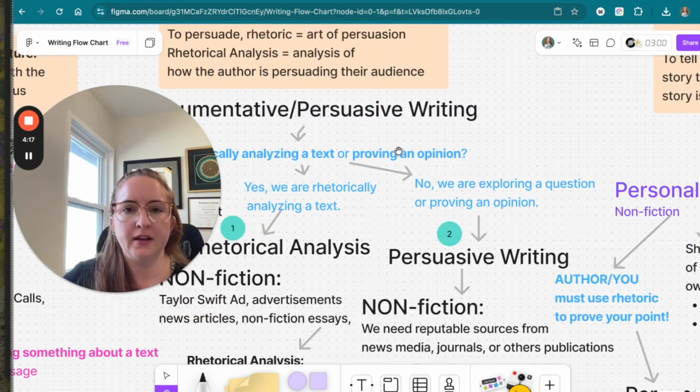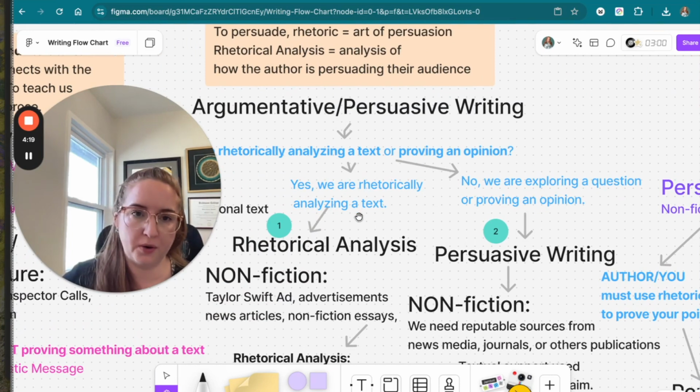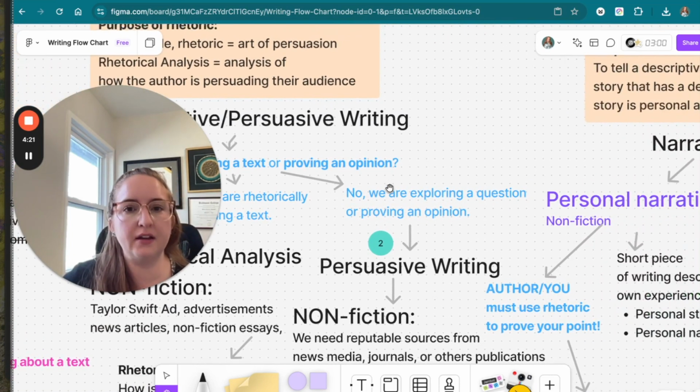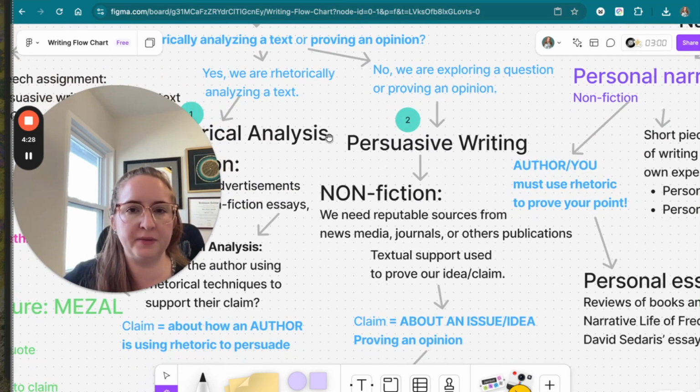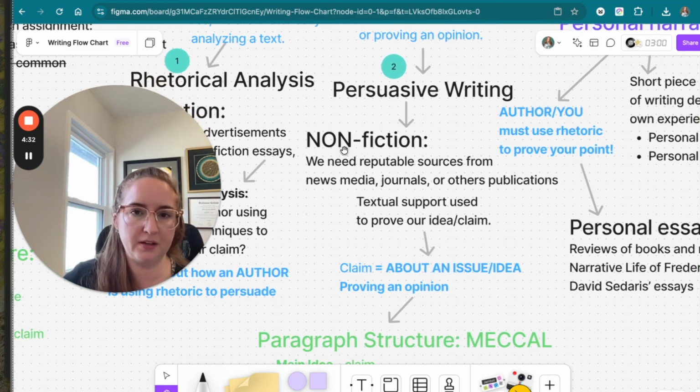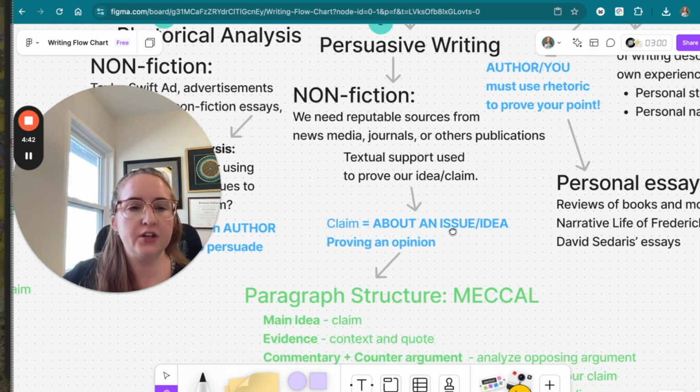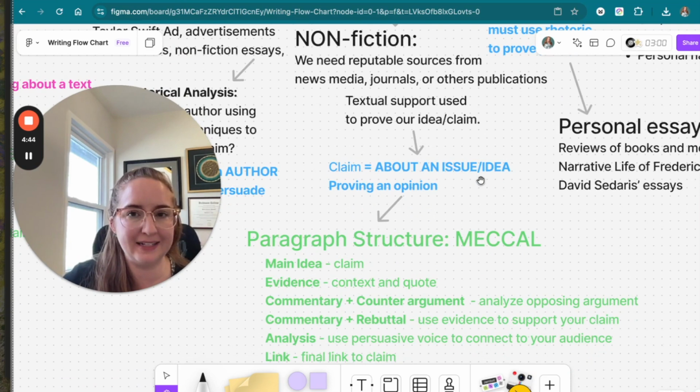Next, if you are not rhetorically analyzing a text, then you would be exploring a question or proving an opinion. So this is going to be classic persuasive writing. And you are going to be using reputable sources from news media, journals, or other publications as textual support to your claim. Your claim is going to be about an idea or issue, and you're going to be proving that.